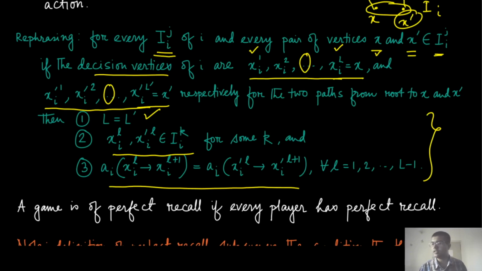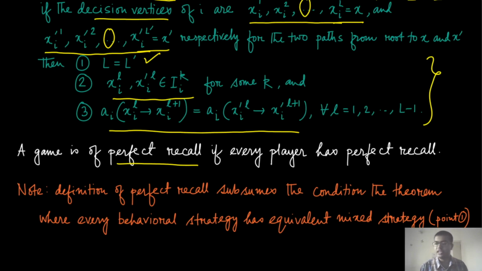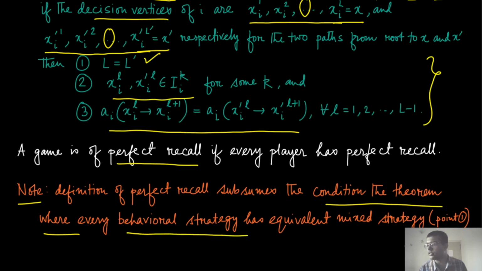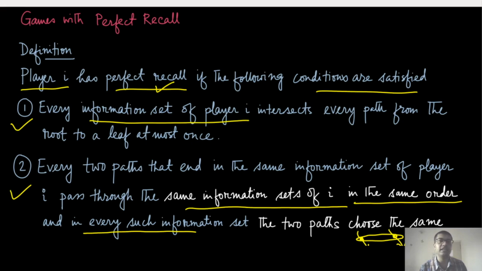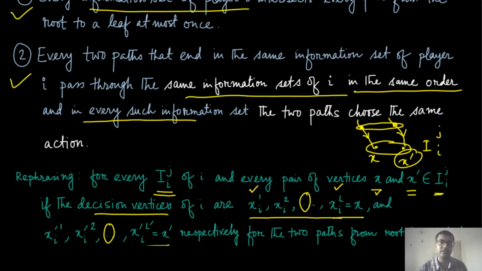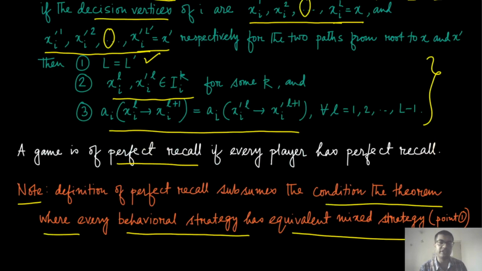A game is of perfect recall if every player has perfect recall. Now, a remark we have already made: the definition of perfect recall, the first condition there, already subsumes the condition of the previous theorem, where every behavioral strategy had an equivalent mixed strategy. So perfect recall is a more restrictive condition than the condition of the previous theorem.